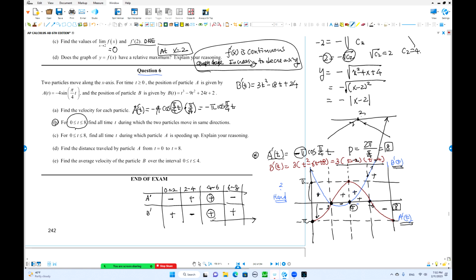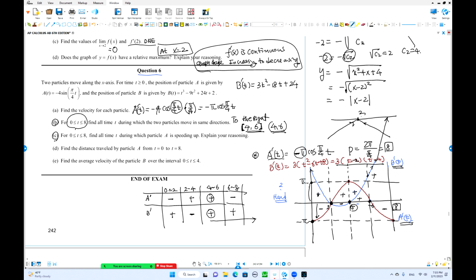So find all times at which the two particles move in the same direction, to the right. Moving to the right, for what interval? 4 to 6. That's the answer. Maybe you can use the right direction, including or not including the endpoints, it doesn't matter. Both will be accepted.